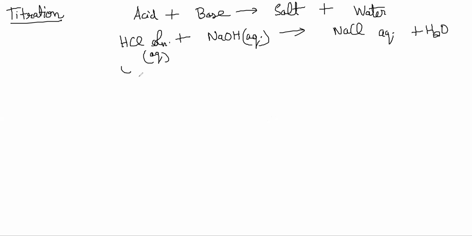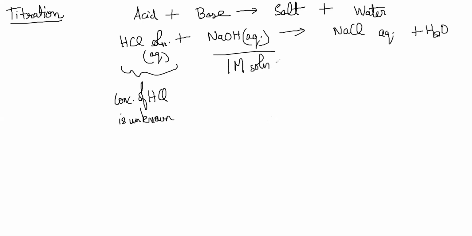We don't know the concentration of this. Concentration of HCl is unknown. Okay. And you have a standard solution of this, say 1 molar solution of NaOH. Now you want to find out the concentration of HCl. Let's say you have V milliliters of solution here.